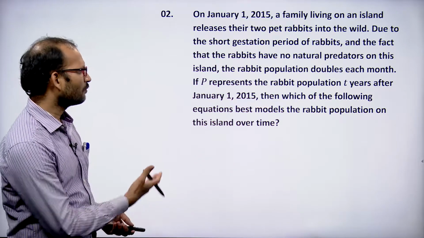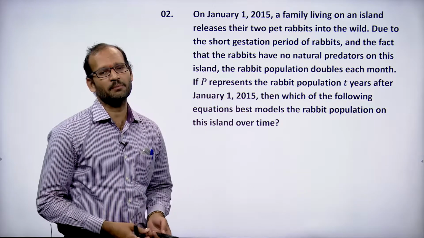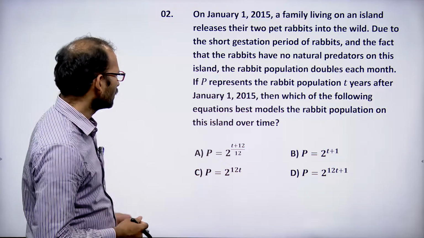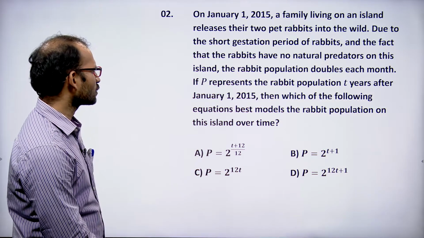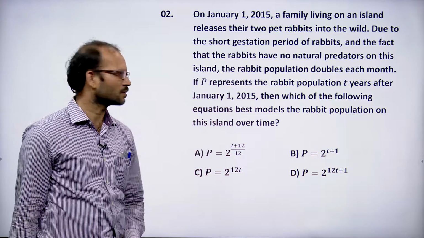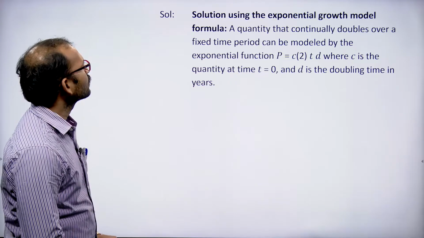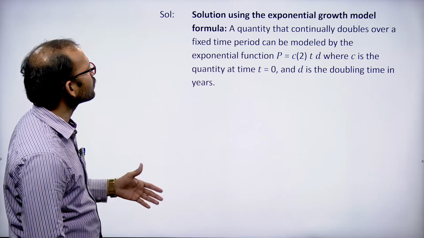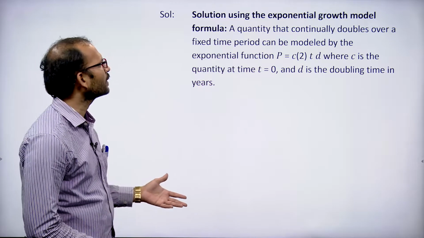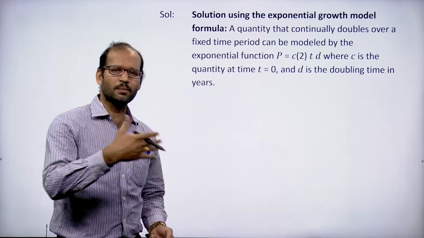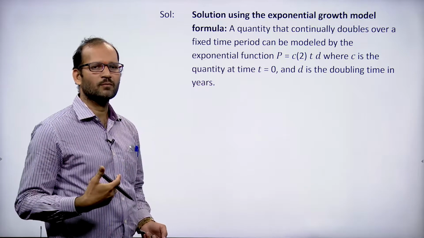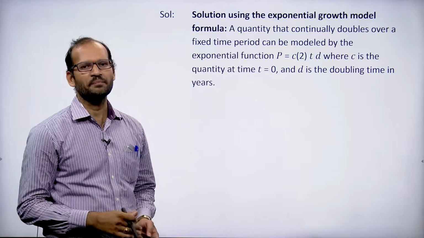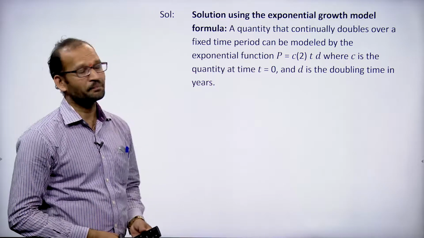So he is asking for the equation that represents this rabbit population after a period of time. Let us see. Either P equal to 2 power T plus 12 by 12, or what are the other options? If you see, using the exponential growth model formula, a quantity that continually doubles over a fixed time period can be modeled by the exponential function. Yes, if it doubles after 1 month, next month doubles again, like that, or triples, in any case we can use the exponential model.